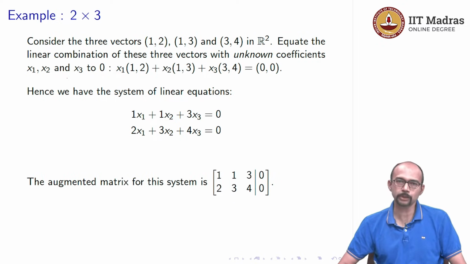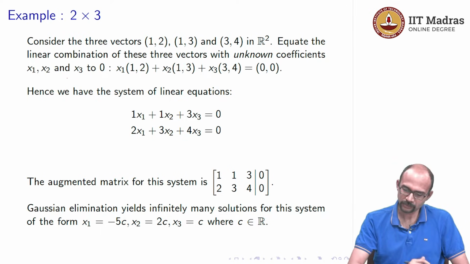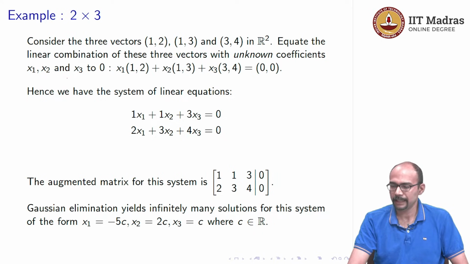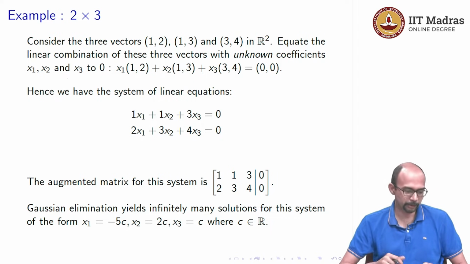And now we can use Gaussian elimination. So, the augmented matrix for this system is the matrix with rows 1 1 3 and 0 on the right, 2 3 4 and 0 on the right. Let us do Gaussian elimination. So, that means we have to row reduce, and if you row reduce, it is very easy to check that your solutions are of the form x1 is minus 5c, x2 is 2 times c and x3 is c, where c is in the real numbers. So, the point is, as c varies, the solutions vary, which means there are infinitely many solutions.